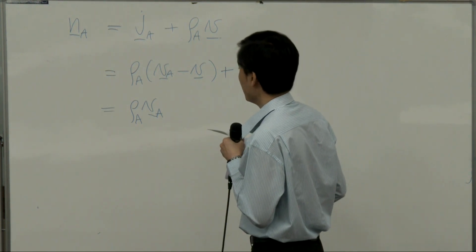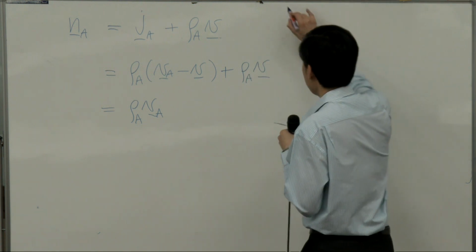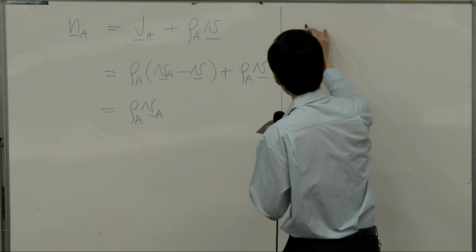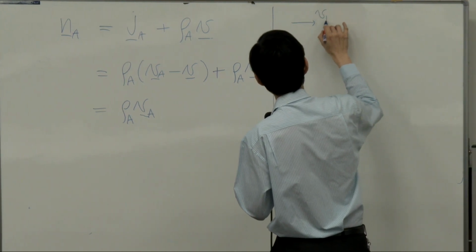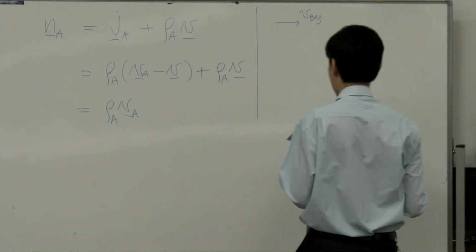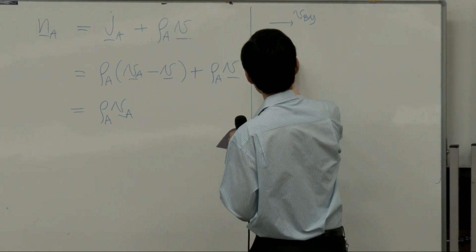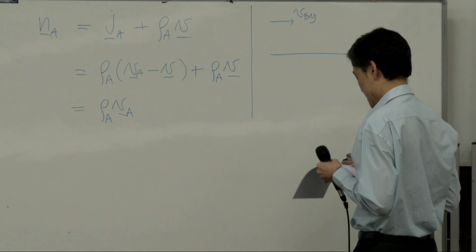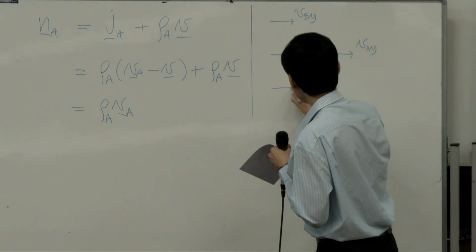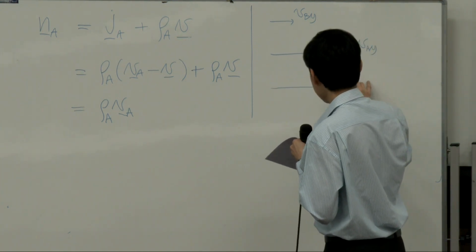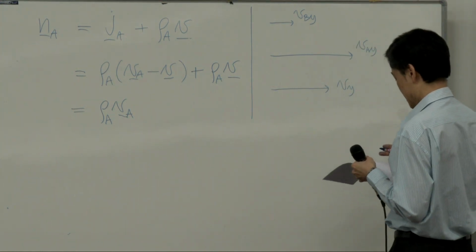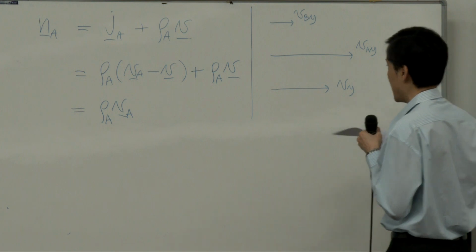Now, this part, I have to go slowly. Now, if I have species B moving slowly, species A moving quickly, of course, average velocity is supposed to be in between. All right?